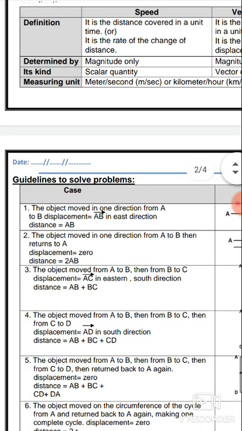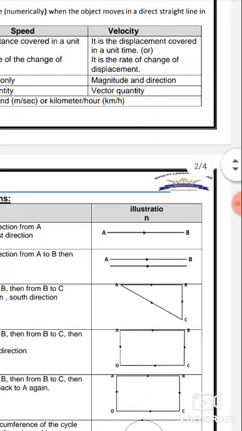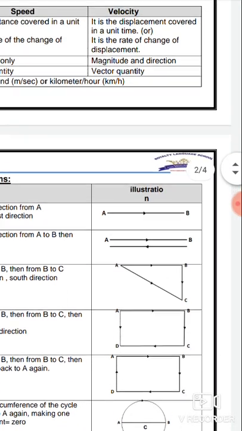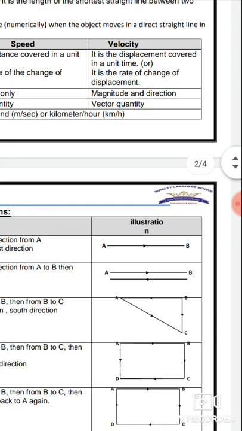Now we have some guidelines to solve the problems. We will start by talking about when the object moves in a straight line, like these cases. In the first case, if the object starts to move from A to B, the distance equals AB, while the displacement equals AB in the east direction.